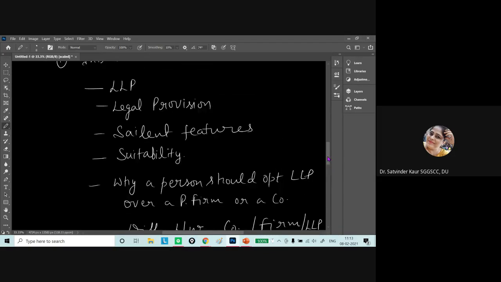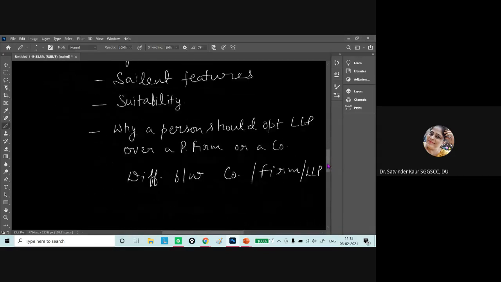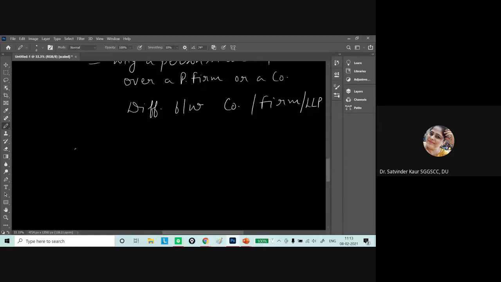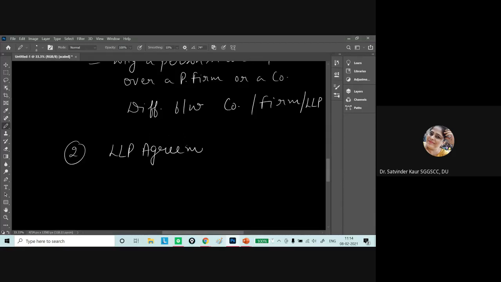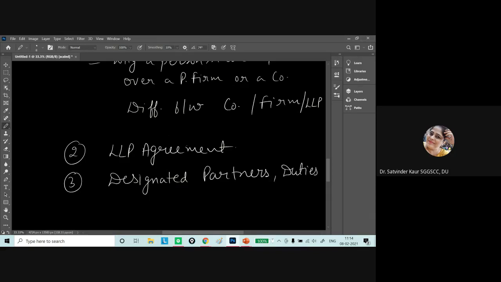So these can be the possible questions, and in later sections we are going to discuss what you understand by the LLP agreement, how it is formed, and what its features are. Then there is a separate question with respect to the designated partners: meanings, requirements, their duties, authorities, etc.